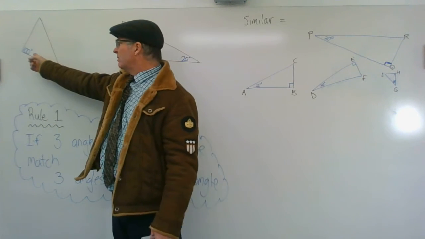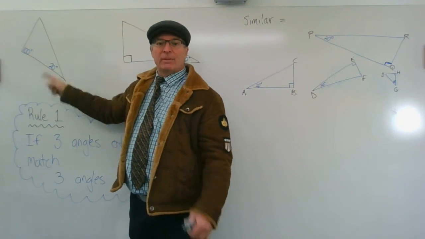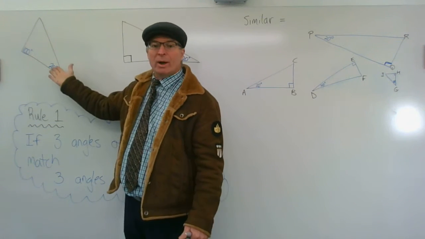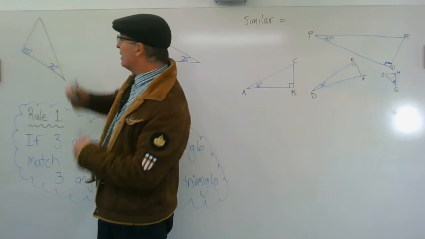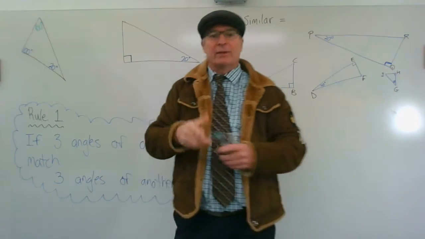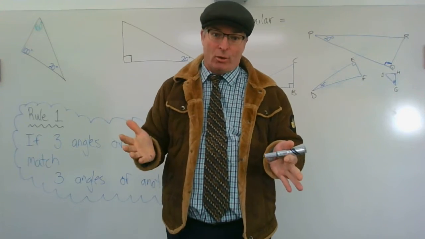If that's 100 and that's 20, because they've got to add up to 180 for any triangle, and you've already got 120, then the final angle must be 60. In any triangle, if you know 2 angles, you actually know 3.